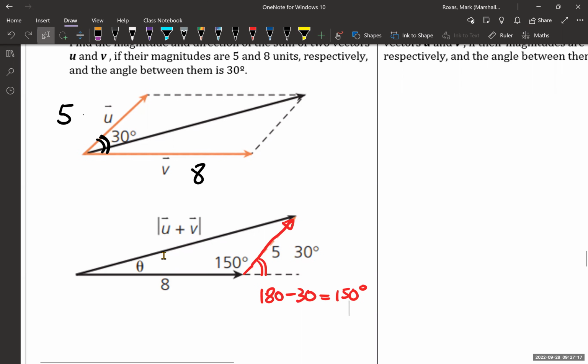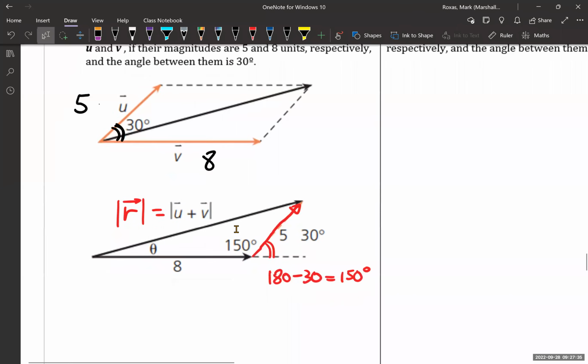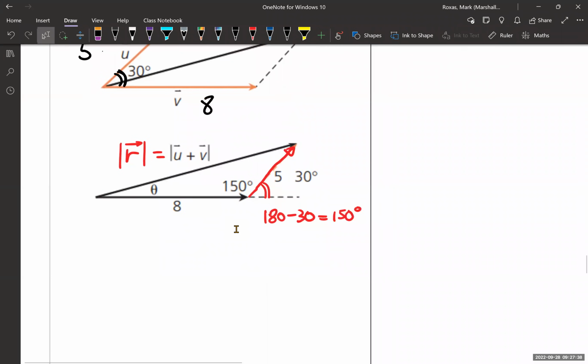Then the resultant is drawn connecting the tail from 8 to the head of 5. And then you can label that R, or since we're going to be finding the magnitudes, it's going to be the magnitude of R. Okay, but in this diagram, they use U plus V. That's fine too, okay? Now, the difference between this problem and the one we did two problems ago, we had a right angle triangle. This one's not a right angle triangle anymore. Okay, we have to solve this triangle.